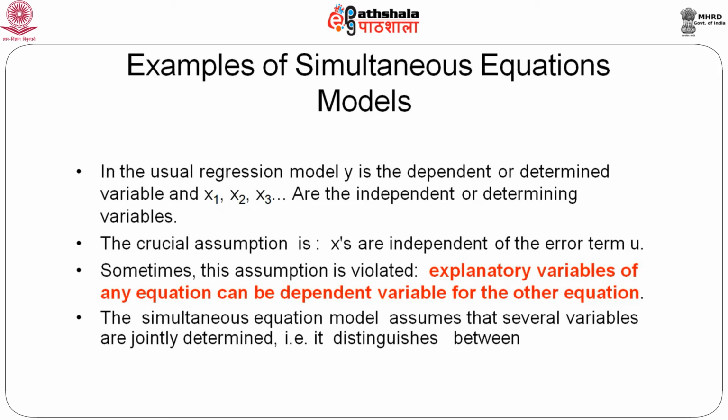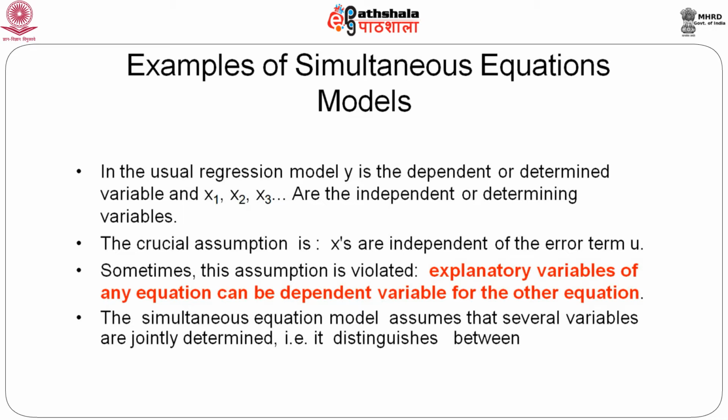Now, let me give some examples of simultaneous equation models. In the usual regression model, y is the dependent variable and x1, x2 up to xk are the independent or explanatory variables. Now, the crucial assumption is that the x's are independent of the error term u of the model. However, sometimes this assumption is violated.